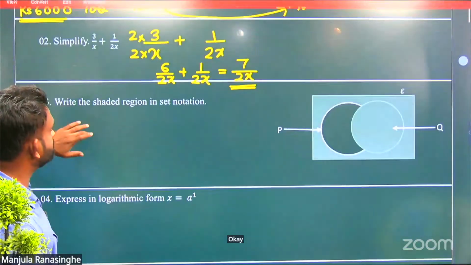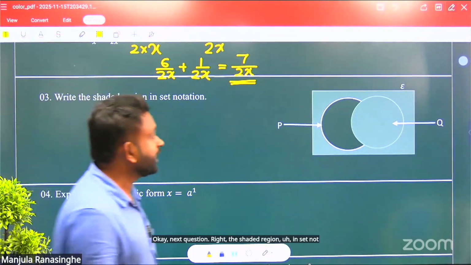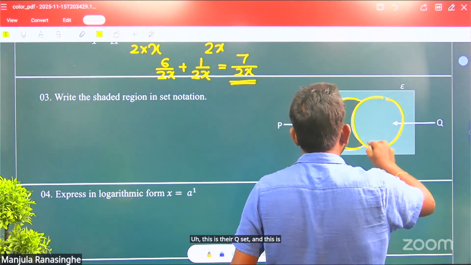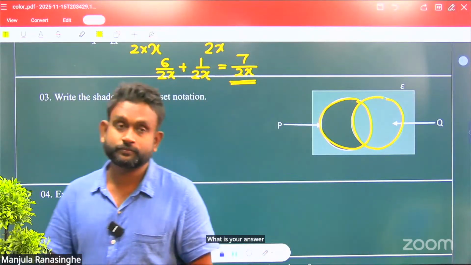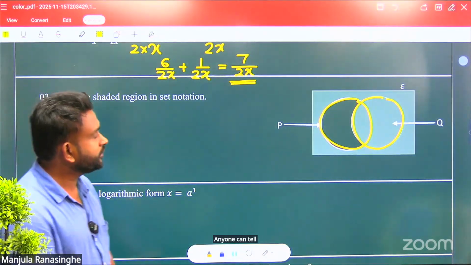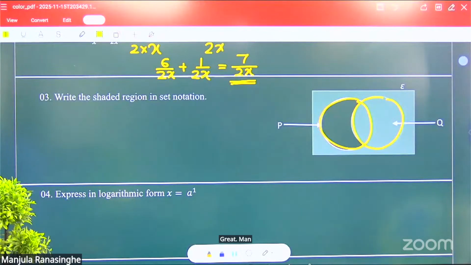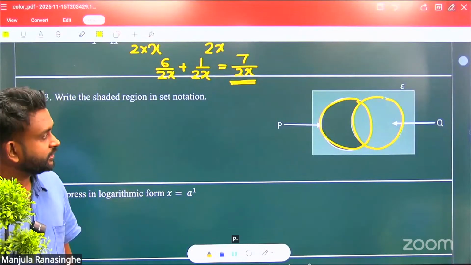Okay, next question. Write the shaded region in set notation. The diagram is a bit unclear. This is the Q set and this is the P set. Now they're asking for the shaded region. What is your answer? Can anyone tell me what this shaded region is? P dash union Q. Wait, Manuga, wait. So now tell me. P dash union Q.